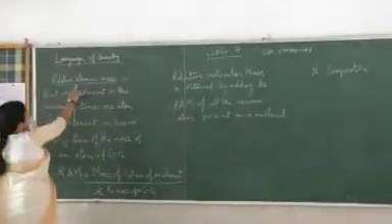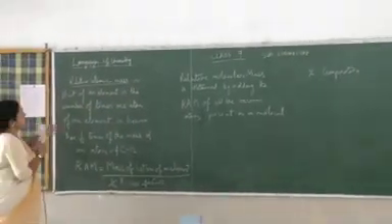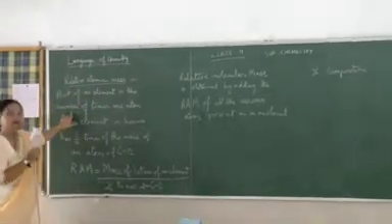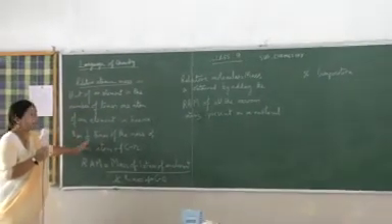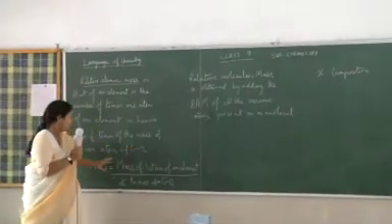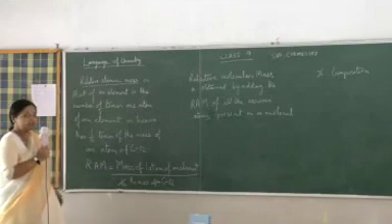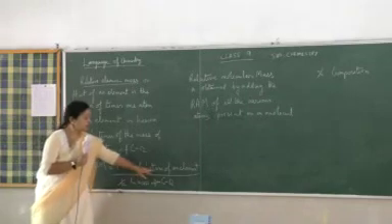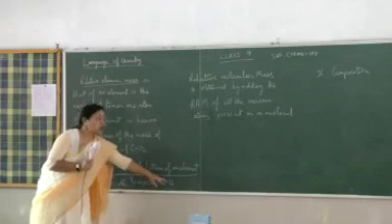Now, what is meant by the relative atomic mass or atomic weight of an element? Atomic mass, relative atomic mass or atomic weight of an element is the number of times one atom of an element is heavier than 1 by 12 times the mass of an atom of C12. C12 is taken as the unit, and the number of times it is heavier than 1/12 the mass of a C12 atom. So, RAM, relative atomic mass, is equal to mass of one atom of an element upon 1/12 the mass of one atom of C12.